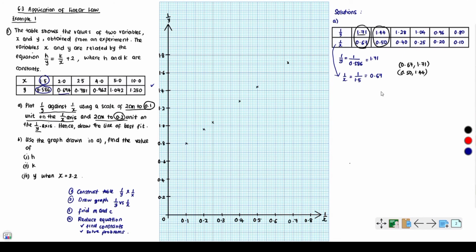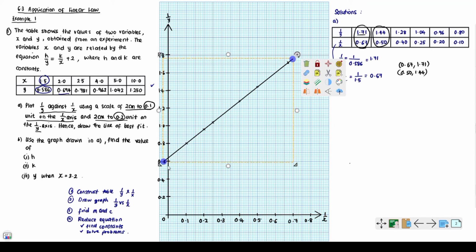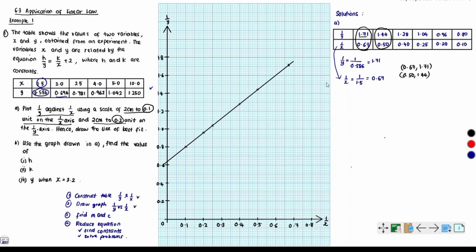Hence, we draw a line of best fit, a straight line that joins most of the points plotted on the graph. Please use a long ruler and elongate the line so that it passes through the 1 over y axis. This makes it easy for you to read the y-intercept later. Next, find m, the gradient, and c, the y-intercept.